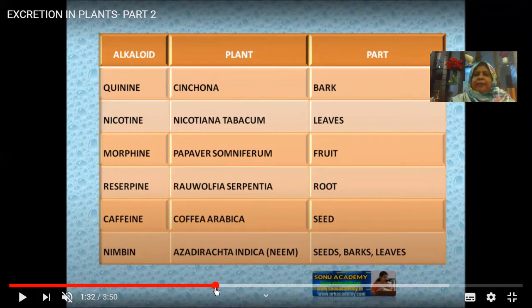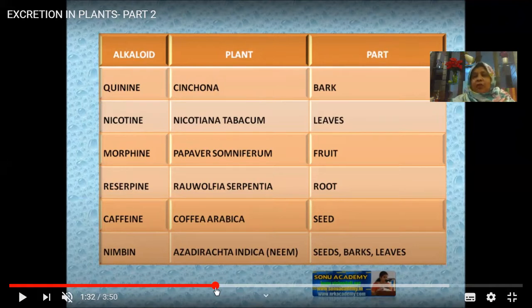And then reserpine is from the root of Rauvolfia serpentina. The name of the plant is Rauvolfia serpentina, and its roots give this alkaloid called reserpine.